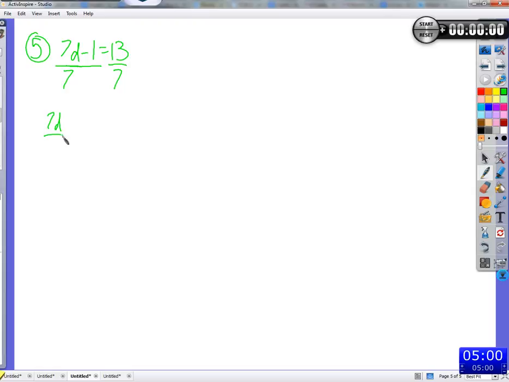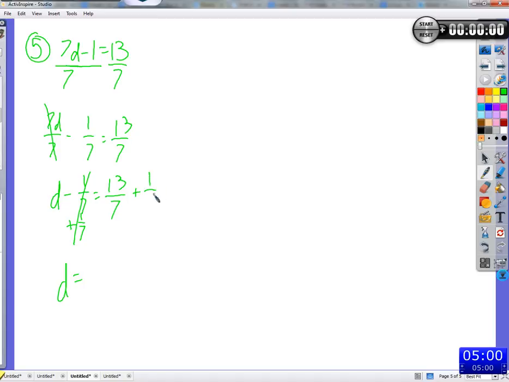So we have 7d over 7 minus 1 over 7 equals 13 over 7. And 7 divided by 7 is 1, so 1 times d minus 1 seventh equals 13 over 7. Now we have d minus 1 seventh. We don't want that, we want d plus nothing else. So how do we get that to be plus nothing else? You take d plus, right, add 1/7 here. Negative 1/7 plus 1/7 is 0. D plus 0 now. That's great. So just D by itself.